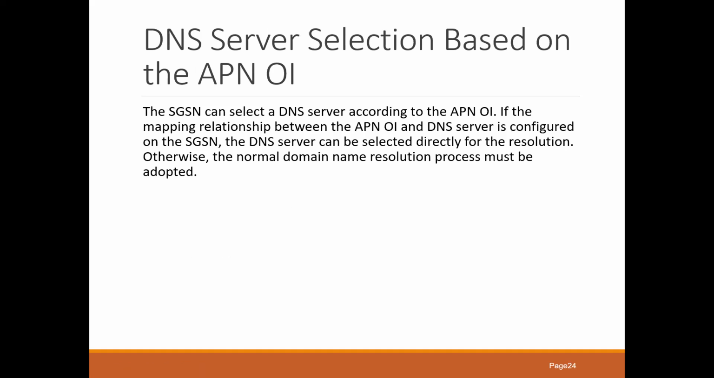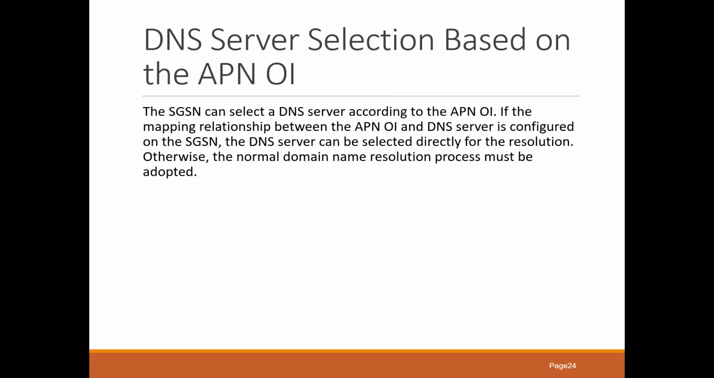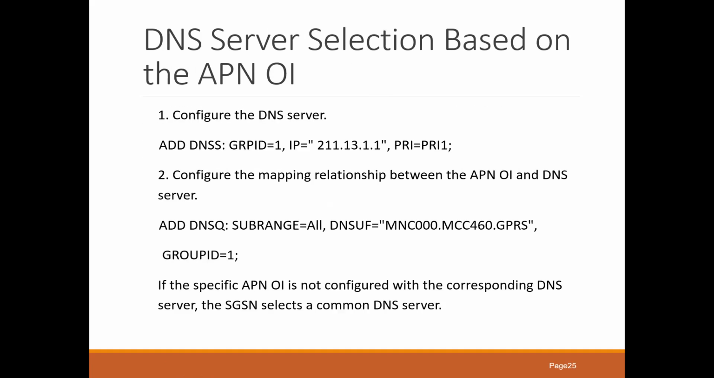The SGSN can also select a DNS server based on your APN OI. If the mapping relationship between APN OI and DNS server is configured on the SGSN, the DNS server can be selected directly for the resolution. This is the case in which you don't have the entry in the IPv4 hostname index. If the entry is not found, in that case, you can do similar configuration in DNS as well, and we will cover it when we discuss the DNS configurations.